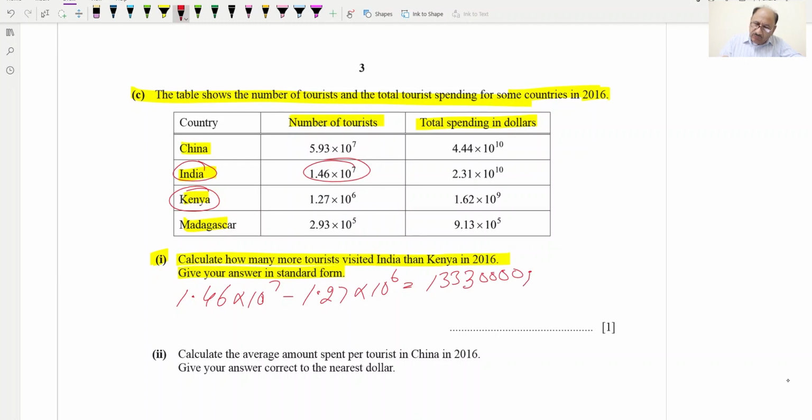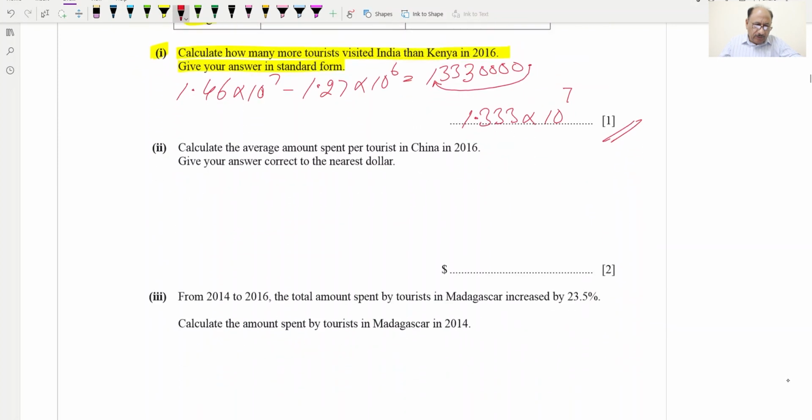So we move the decimal point to after the first non-zero number. So we'll be taking 7 jumps. So it will be 1.333 times 10 raised to the power 7, because we are taking jumps to the left, so it will be a positive power. If we are taking jumps to the right, it will be a negative power. So this is a 1 mark question which we are done with.